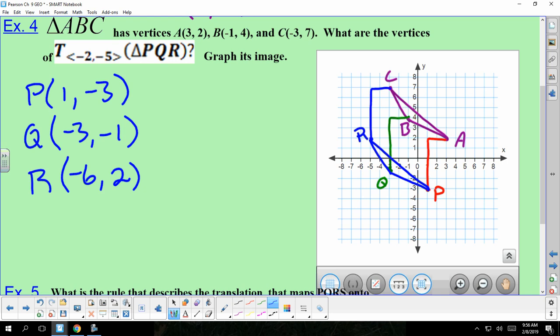Yes, sir? R. Oh yeah, negative 5. Oh yeah, I went one too far. R is negative 5. There we go. Change that. Thank you, Tim.